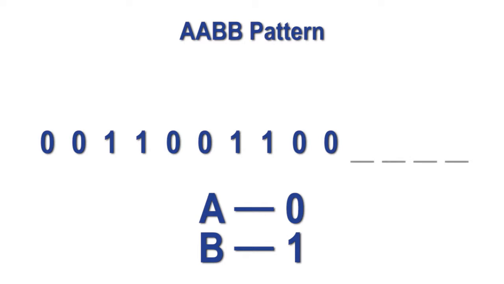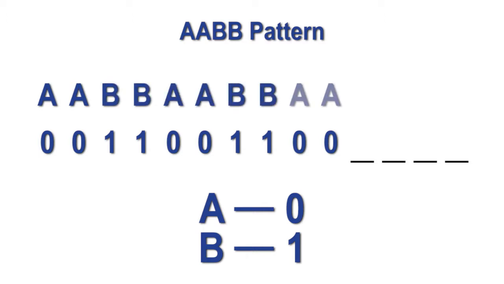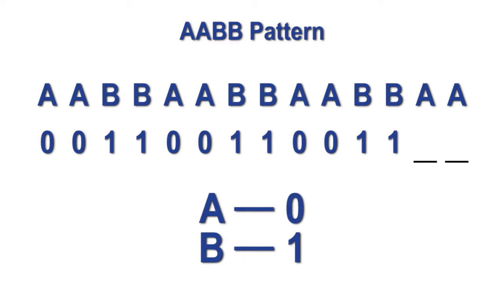Can you write the next four terms in this pattern? To do this, let's label the pattern. AA-BB, AA-BB, AA. Then it would be BB and AA. So the next four terms would be 1, 1 for the B's and 0, 0 for the A's.